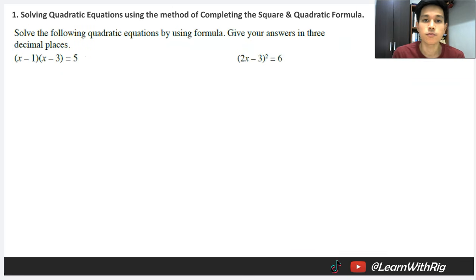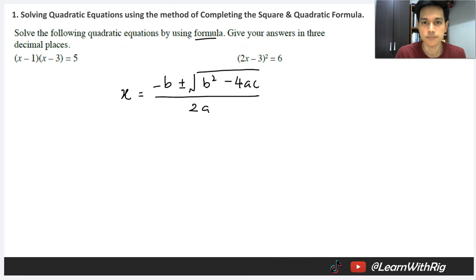Next. Solve the following quadratic equations by using formula. Give your answers in 3 decimal places. So again, now they're saying formula. So what is the formula? There's a quadratic formula. To find x, x equals negative b plus minus, sorry, b squared, not 4. It's going to be b squared minus 4ac, square root the whole thing, divide by 2a. This is the quadratic formula to find x.